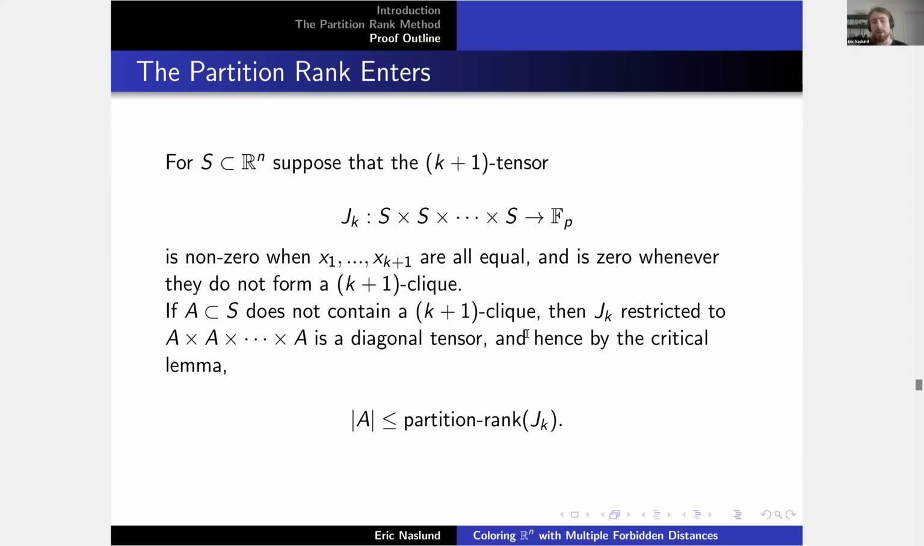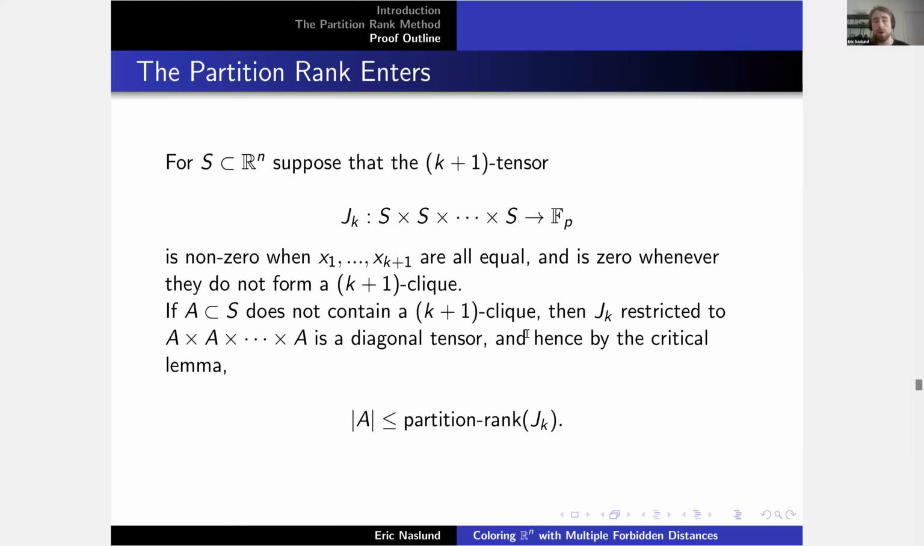And what happens then is any subset A of this larger set S that doesn't contain a k plus 1 clique, if I restrict my tensor to it, I look at the tensor restricted to A cross A cross A cross A, that will have to be diagonal because A doesn't contain a k plus 1 clique. So every element is 0 except on the diagonal where we insist it's non-zero. So if we can construct a tensor with these nice properties, it means that the largest set with no k plus 1 clique has to be bounded in size by the partition rank.